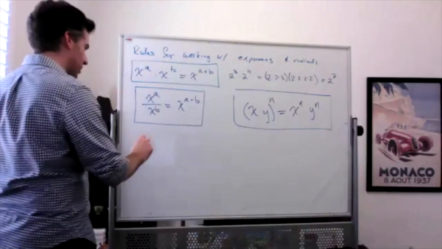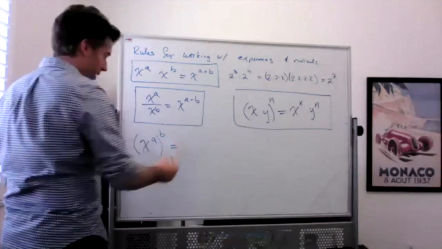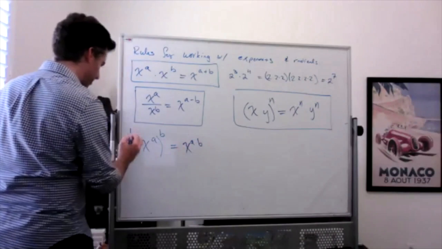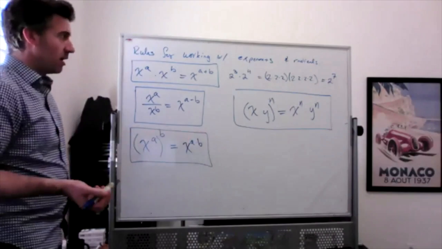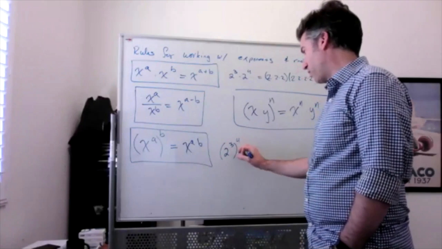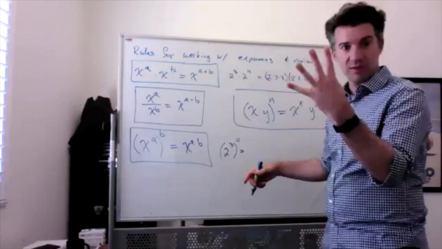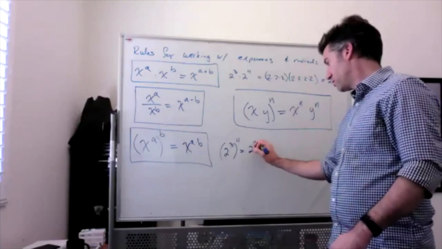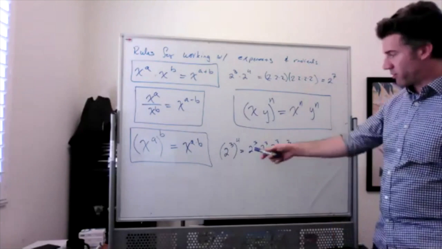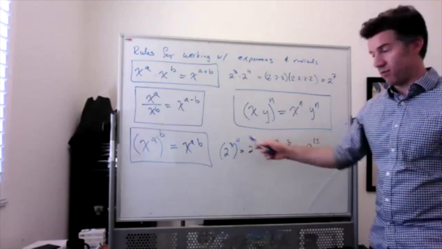We also have this one. If you have a power to a power, you multiply the powers. So x to the a to the b is x to the a times b. An example of that would be something like 2 to the third to the fourth, right? That's 2 to the third times 2 to the third times 2 to the third times 2 to the third, 4 times. But then we can add those powers. 3 plus 3 plus 3 plus 3 is 12, which is just 3 times 4.